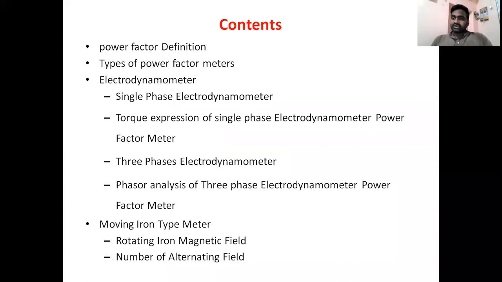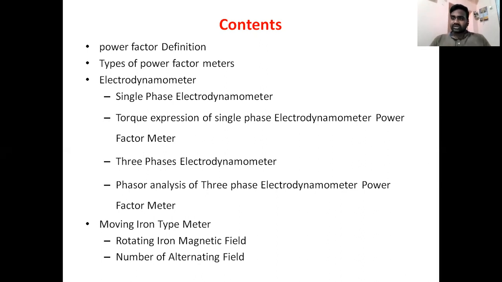So generally power factor meters are classified into 2 types. First one is electrodynamometer type power factor meter, and second one is moving iron type power factor meter. In electrodynamometer type, we will discuss single phase electrodynamometer type power factor meter, its torque expressions, and the theoretical analysis. We will discuss mathematical analysis related to the torque equation, and next we will discuss three phase electrodynamometer type power factor meter. Here also we will discuss a phasor analysis.